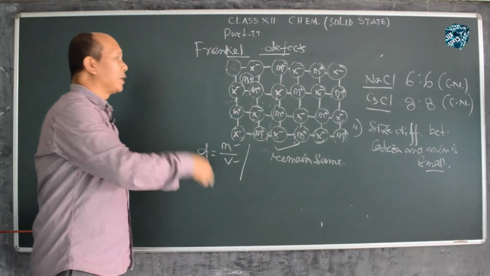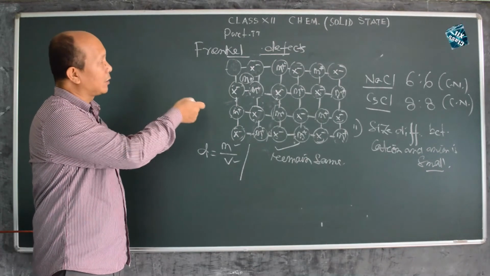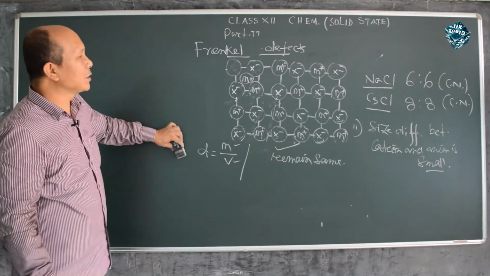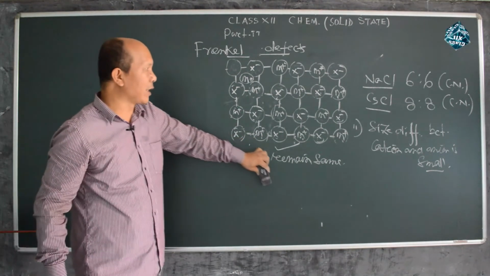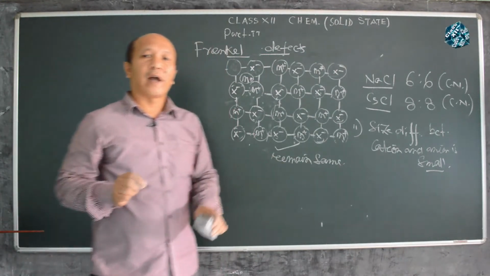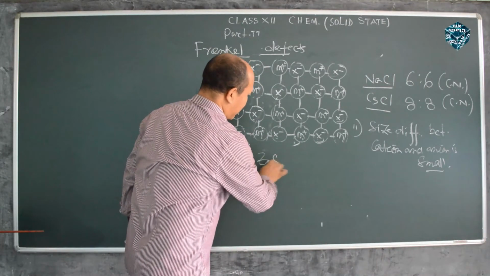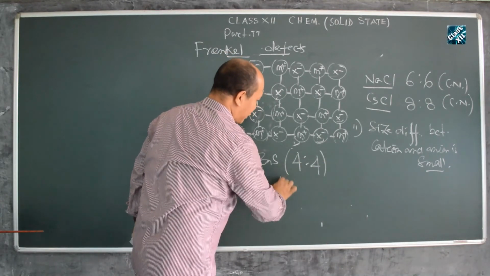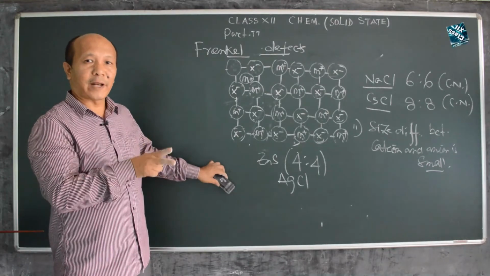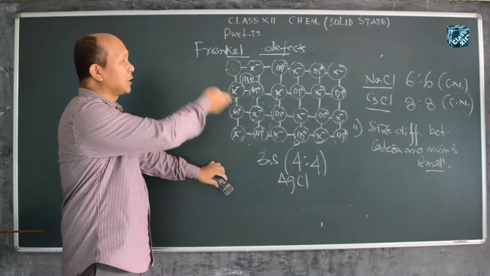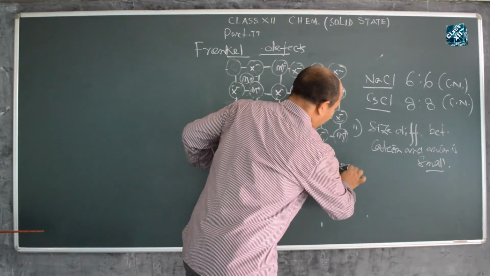To summarize: stability decreases, conductivity increases. Now, the favorable conditions for the Frenkel defect. Such defects generally occur in ionic crystalline substances having a low coordination number. For example, zinc sulfide type crystals have a coordination number of 4:4, as do silver chloride and silver bromide. They exhibit low coordination number. In the first case, high coordination number; in the Frenkel defect, low coordination number.